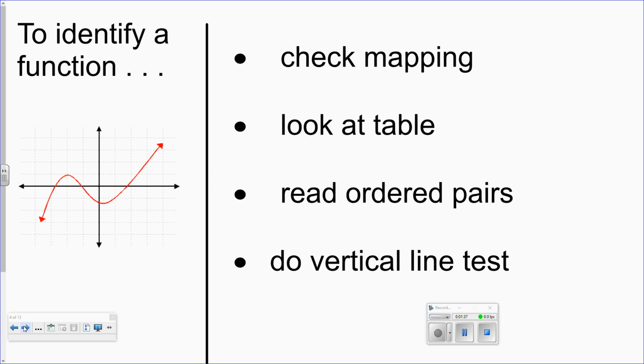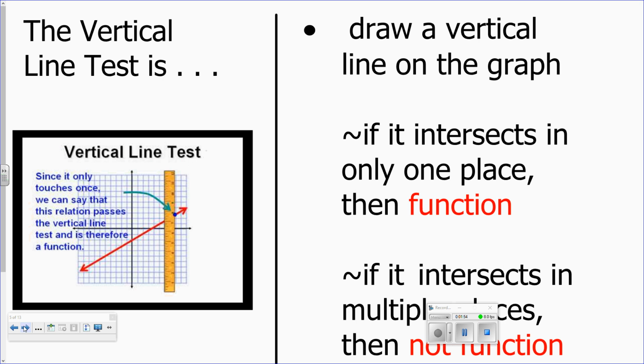To identify a function, we check the different methods of representing a relation. We can check a mapping diagram, look at a table, read the ordered pairs, and do what's called a vertical line test. Again, what we're looking for is to make sure that none of the x values are appearing more than once.